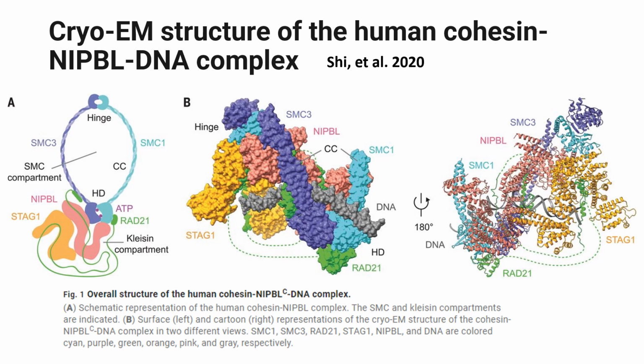The second figure shows 3 different representations of the structure of the human cohesin NIPBL DNA complex. The first is a schematic, the second shows the surface of the complex, and the last is a cartoon of the complex from the opposite side of the structure. Subunits are colored the same in each panel. Cohesin is a complex of proteins that organizes the eukaryotic genome by extruding DNA loops. It also mediates sister chromatid cohesion by trapping DNA.